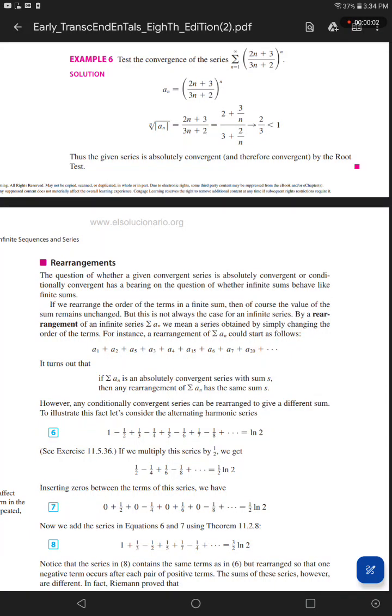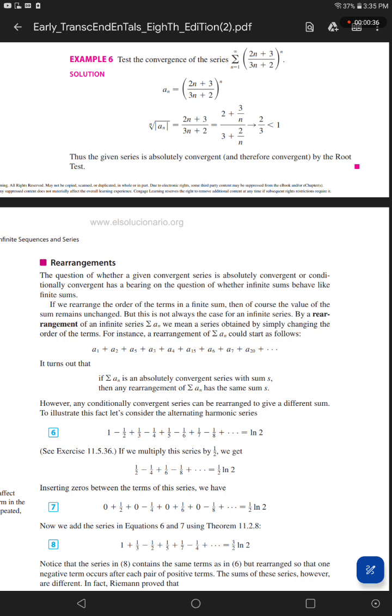Example 6: Test the convergence of the series, the sum from n equals 1 to infinity of (2n plus 3 over 3n plus 2) to the power n. Solution: a sub n equals (2n plus 3 over 3n plus 2) to the power n.